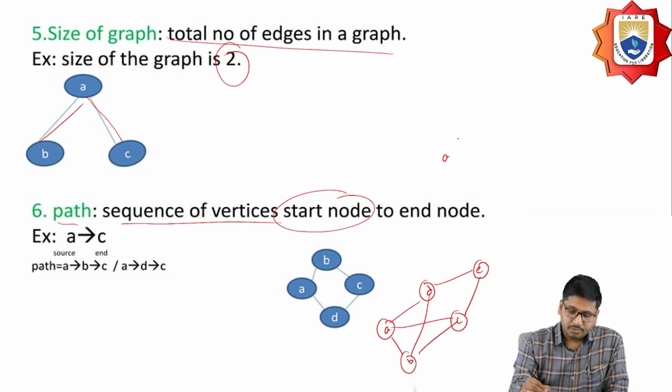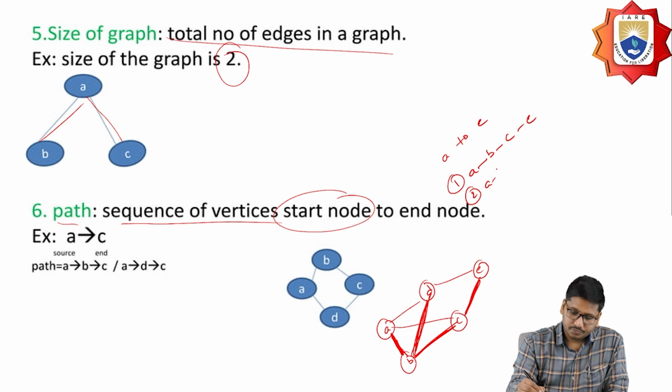So what is the path from A to E? For that we have to find, so A to B I can go, then B to C. So this is one path. And the second one is A to B, B to D, and D to E is on that path.